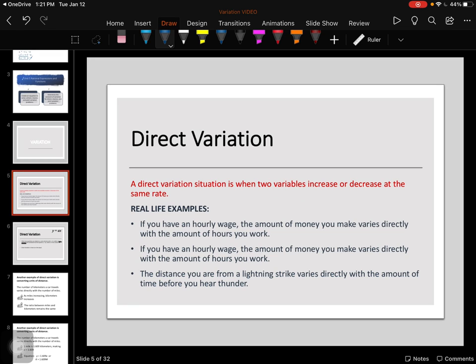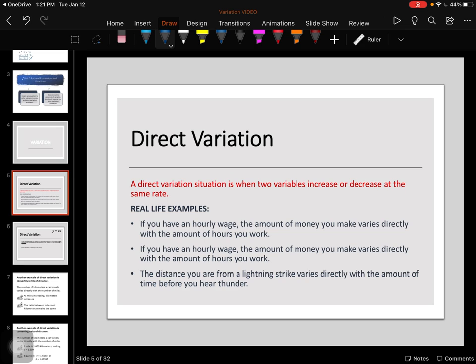So for direct variation, it says a direct variation situation is when 2 variables increase or decrease at the same rate. So the real life examples that I have for you is if you have an hourly wage, the amount of money you make varies directly with the amount of hours you work. So as you work more hours, you get paid more money.